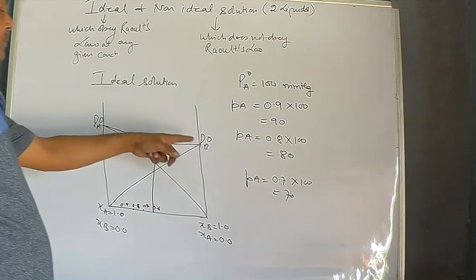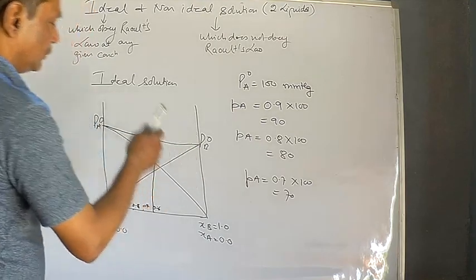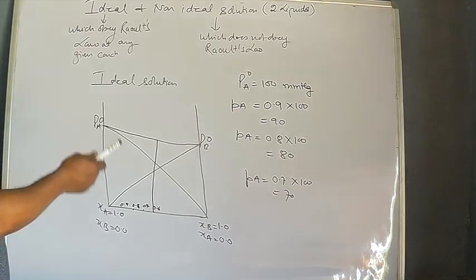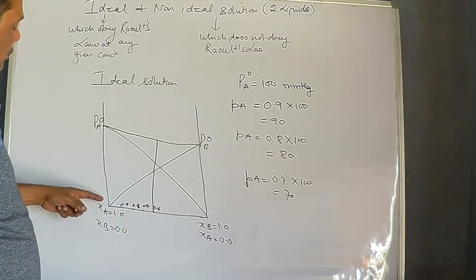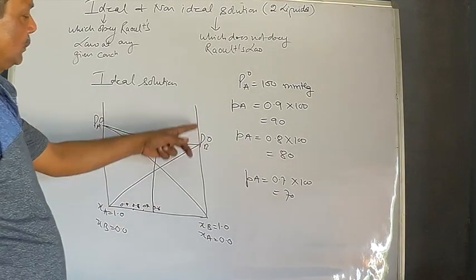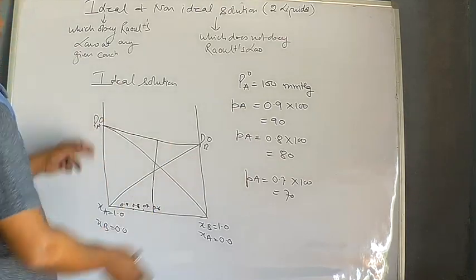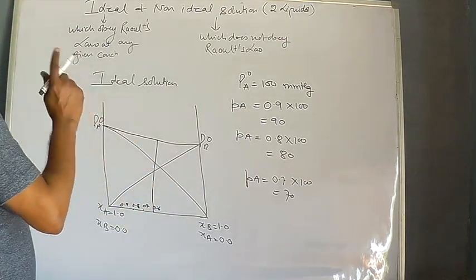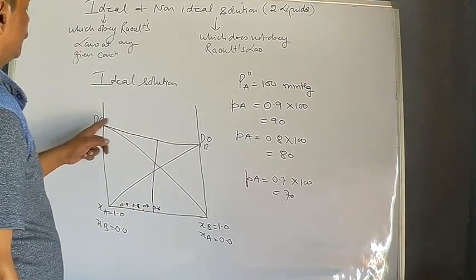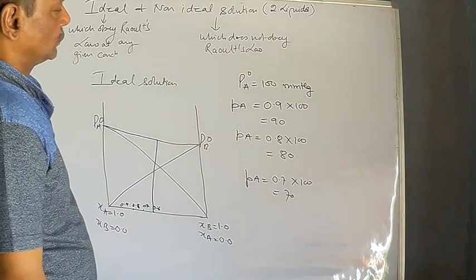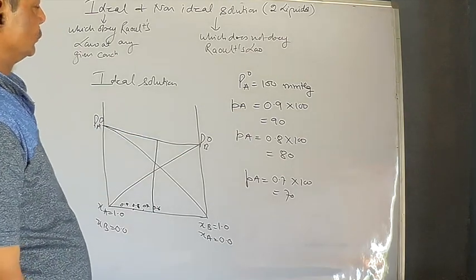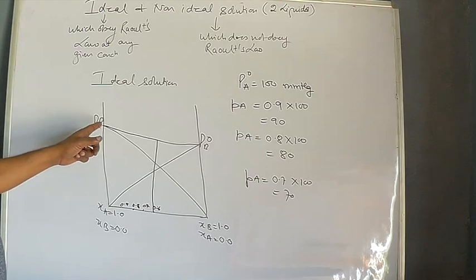PA naught and PB naught can never be equal because these are two different liquids and they have different vapor pressure. That's why PA naught is greater than PB naught. You can also make it PA naught less than PB naught. But always remember the PA naught and PB naught can never be equal because these are two different liquids. So class, this was the curve of ideal solution.